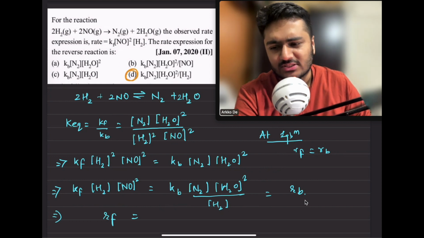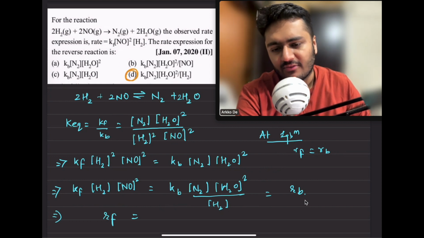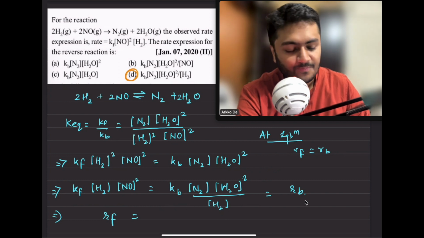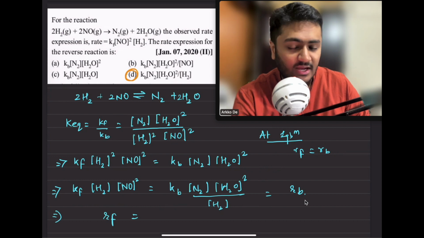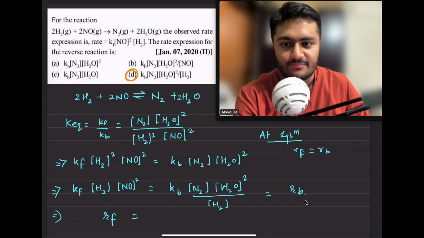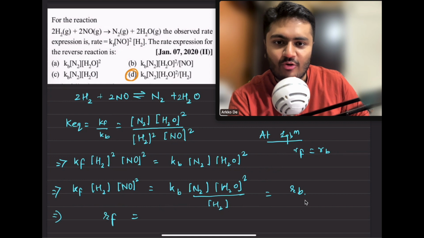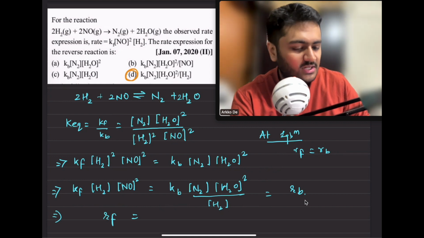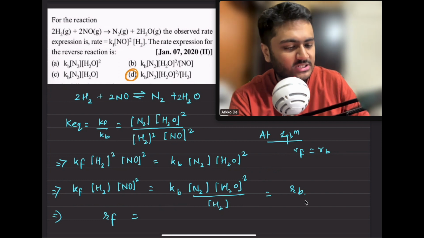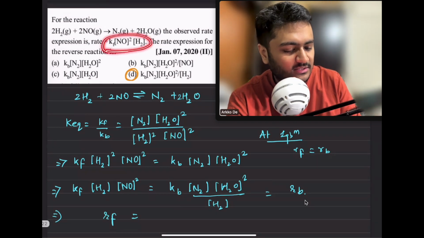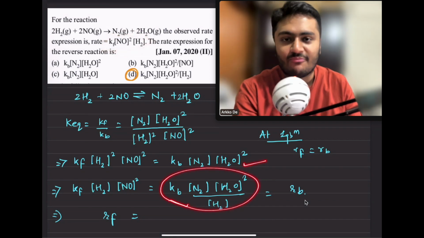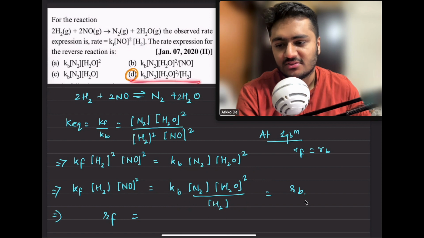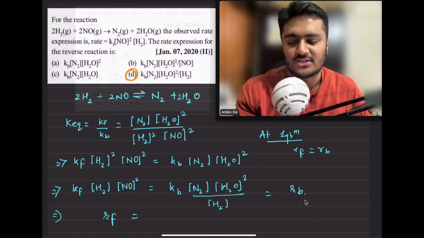I'll tell you the process one more time. What I did was I figured out the expression for K equilibrium, and then I tried to express it in the form of RF equal to RB, because at equilibrium the rate of forward is equal to the rate of backward, and the rate of forward they have already given in the question. So that will be equal to the rate of backward, so the expression that we get as the rate of backward reaction will be the answer. Okay, so that's the question for you.